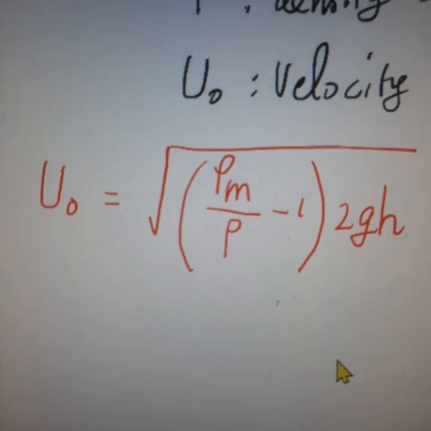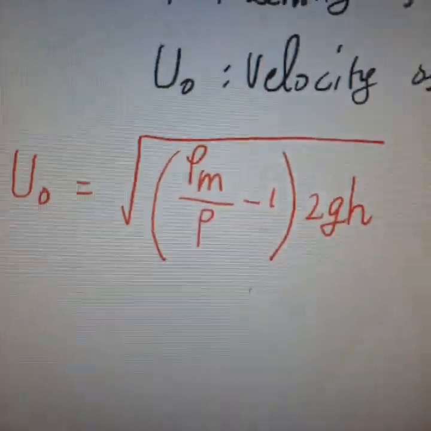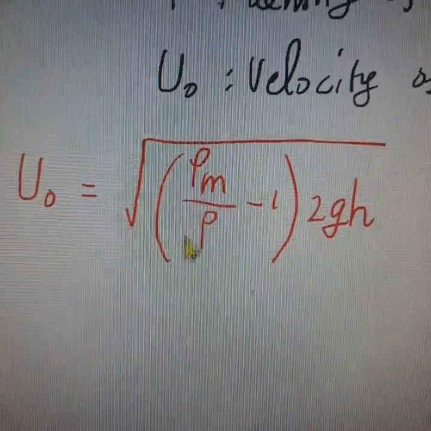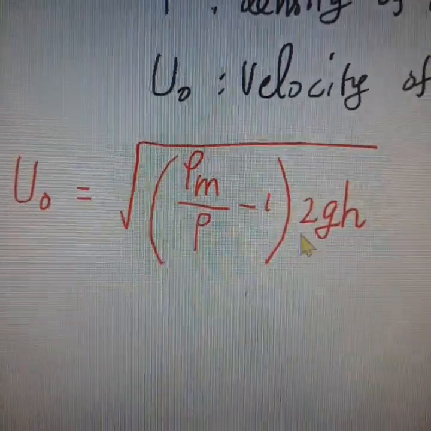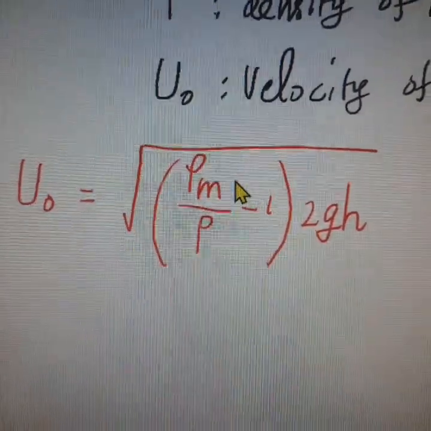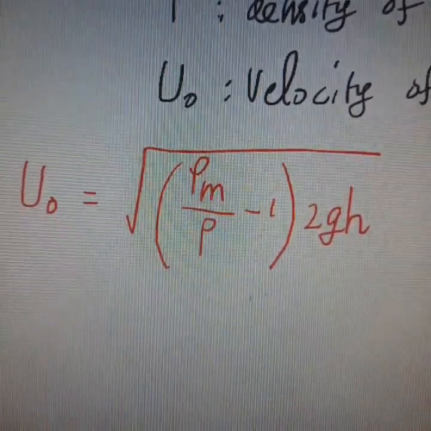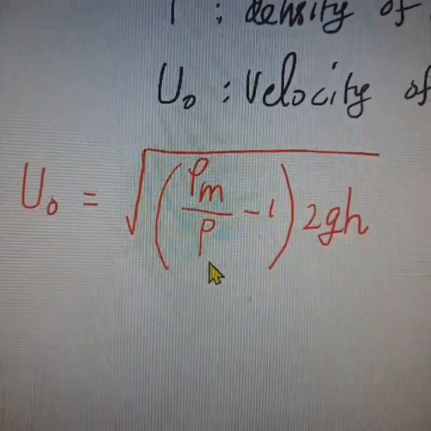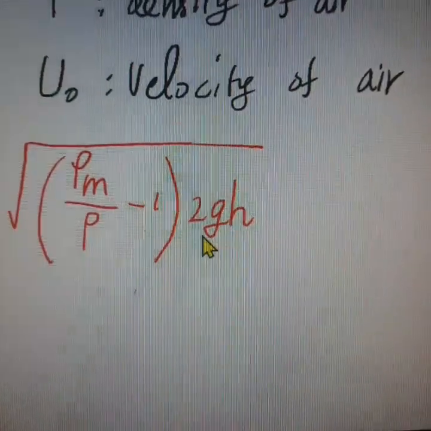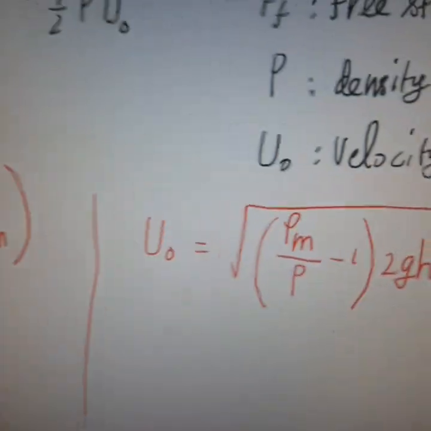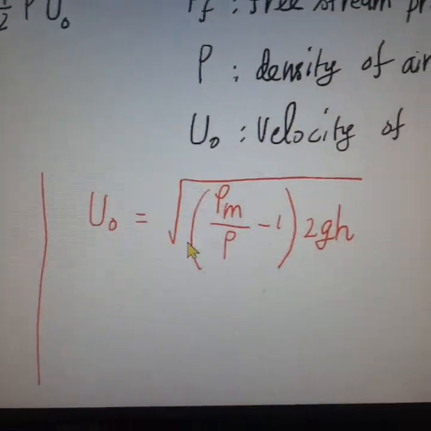Once we know the value of H, we have to use this formula. Velocity U0 is given by the square root of (rho_m by rho minus 1) into 2gH. Rho_m is the density of the manometric fluid. Here, what is the manometric fluid? The density of water we have to substitute, divided by rho, the density of air, which is the flowing fluid. H is the reading shown by the manometer regarding the velocity. So U0 can be found out using this formula.